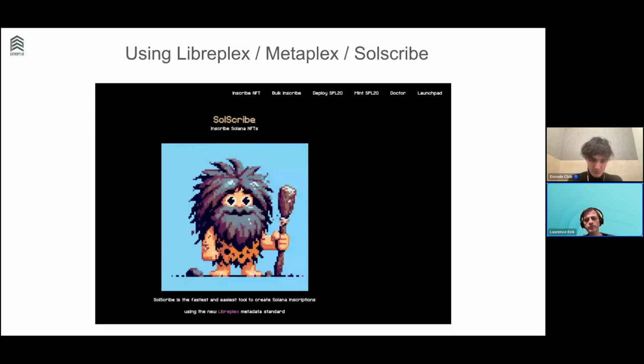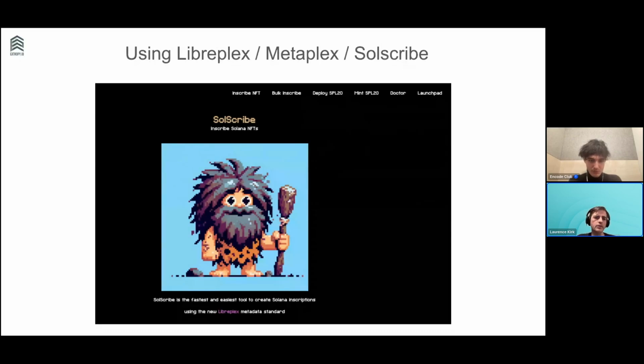Now, some of the tools that we can use to help with this. A tool that has been set up is Solscribe, which allows you, if you have a token, to do the inscriptions on that. So as it says here, inscribe Solana NFT. If you've created an NFT, you can then use this tool to actually do the inscriptions for that NFT. You can also use it to mint as well, I think. Well, this is for the SPL20, I guess. And yeah, it's a tool that you can use.